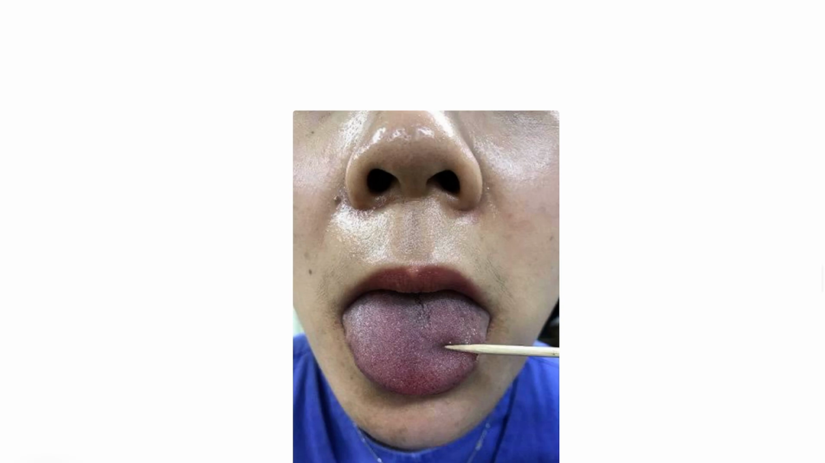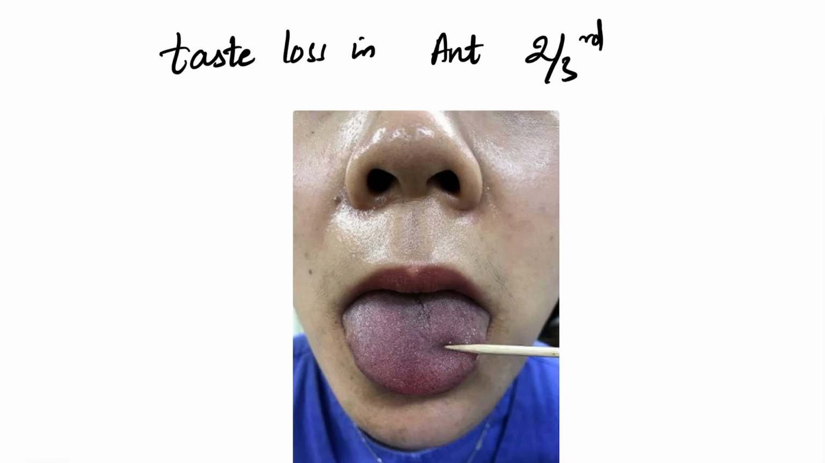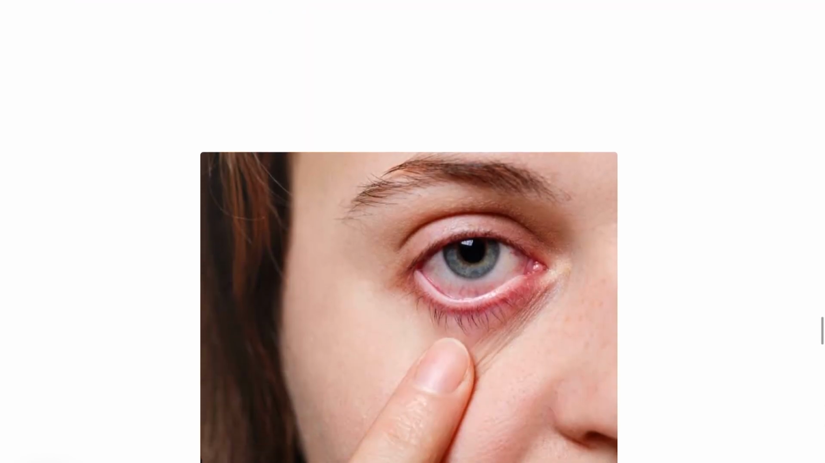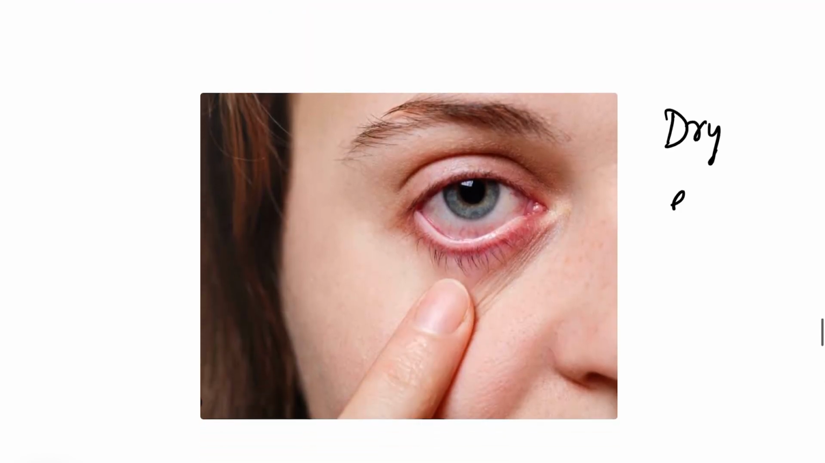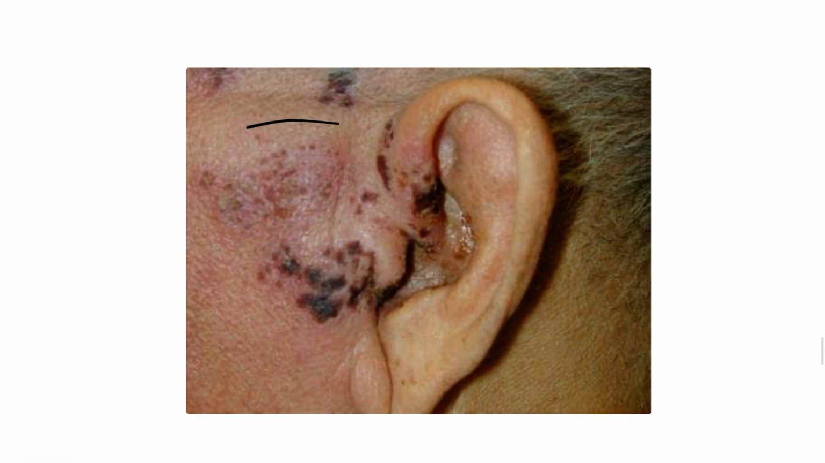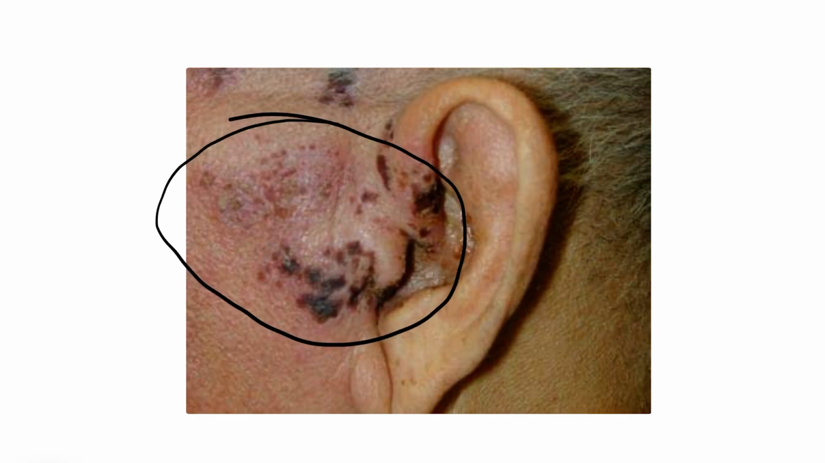And when the affected branches of this facial nerve are involved, it may lead to taste loss. I have already described why there will be taste loss, especially in the anterior two-third of the tongue, because of the involvement of the chorda tympani branch of the facial nerve. Then due to the decreased nerve supply to the salivary glands, it will lead to dry mouth, and to the lacrimal glands, dry eyes. And one of the classical things, an erythematous vesicular rash, vesicles are seen near the ear canal, sometimes even on the tongue or the hard palate.